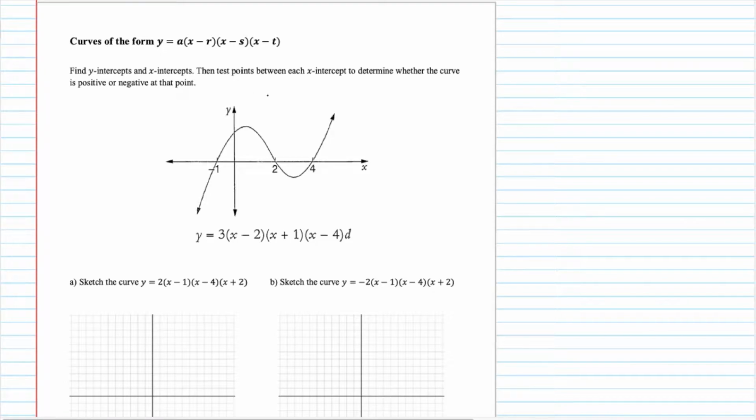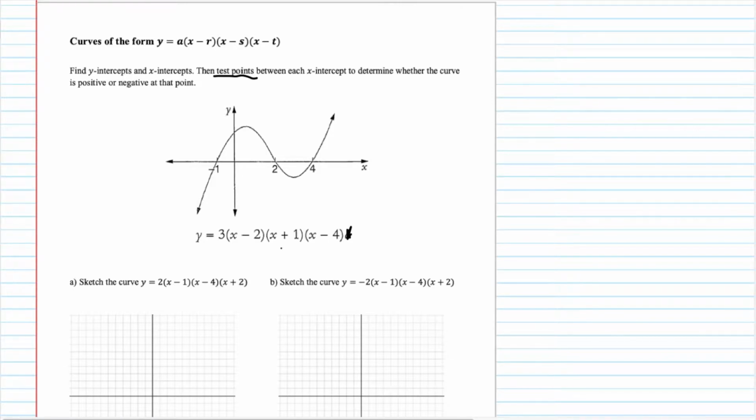Okay, so you see this part over here, test points. You don't need to do that. There's actually a much quicker way to do it. So I'm going to explain to you how. As you can see, this is the graph y is equal to 3(x minus 2)(x plus 1)(x minus 4). Not sure why there's a d here, but this is a mistake.